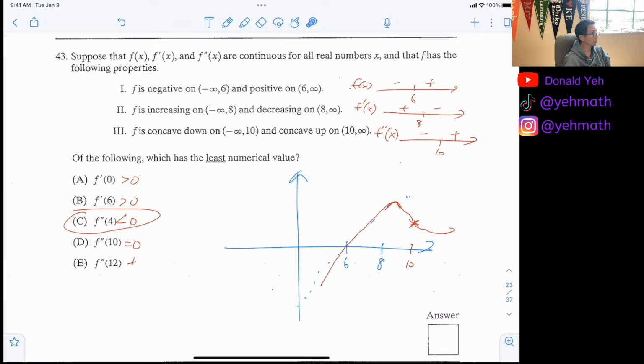F and whether it's under or over the x-axis. Yep. And then f prime of x is increasing and decreasing, max and min. Yep. F double prime is concave down and concave up, an inflection point.